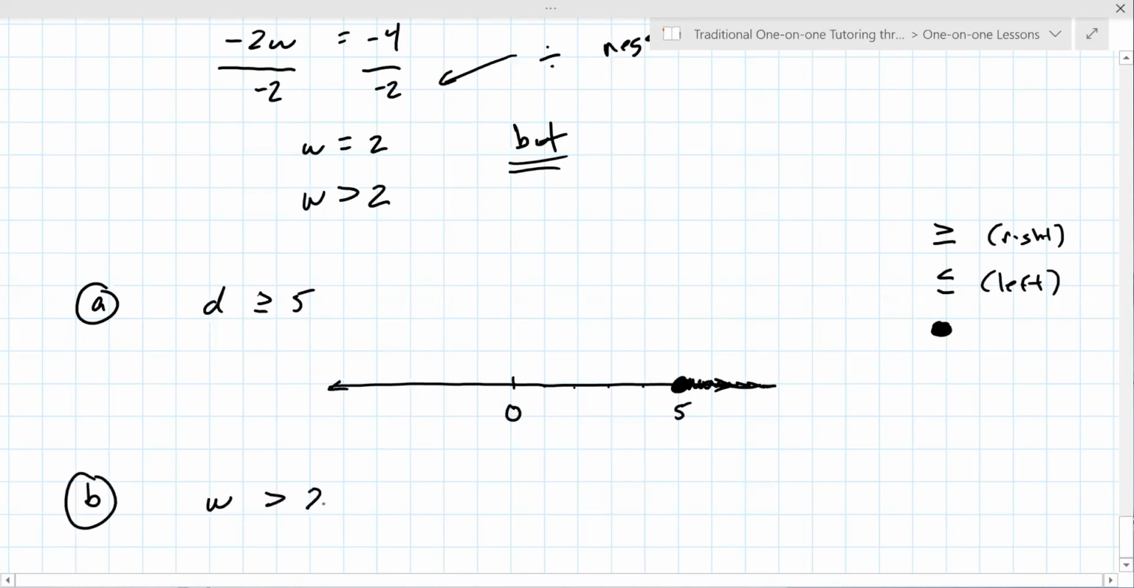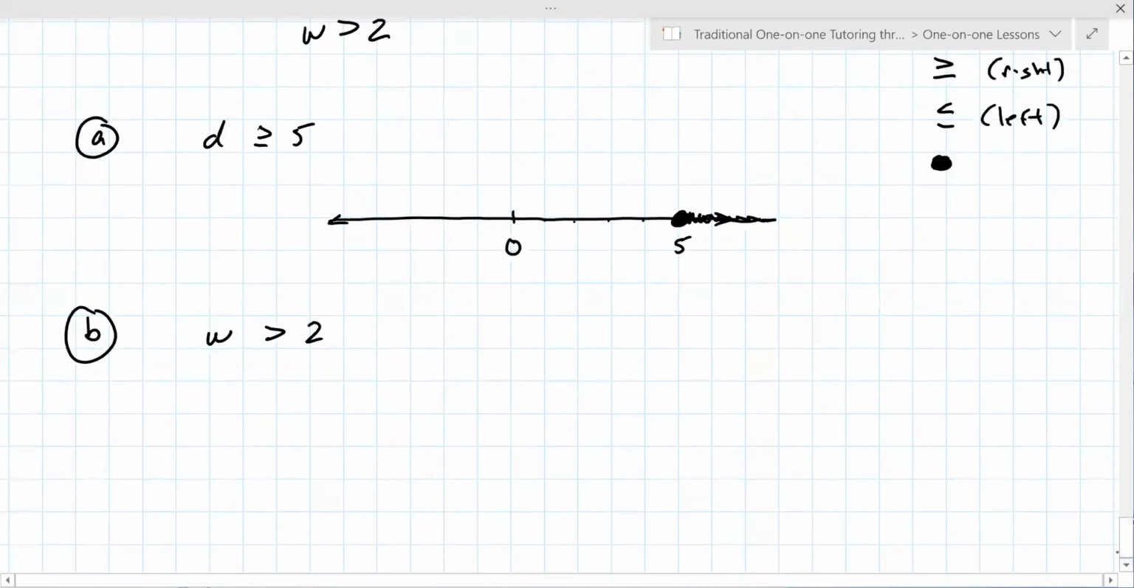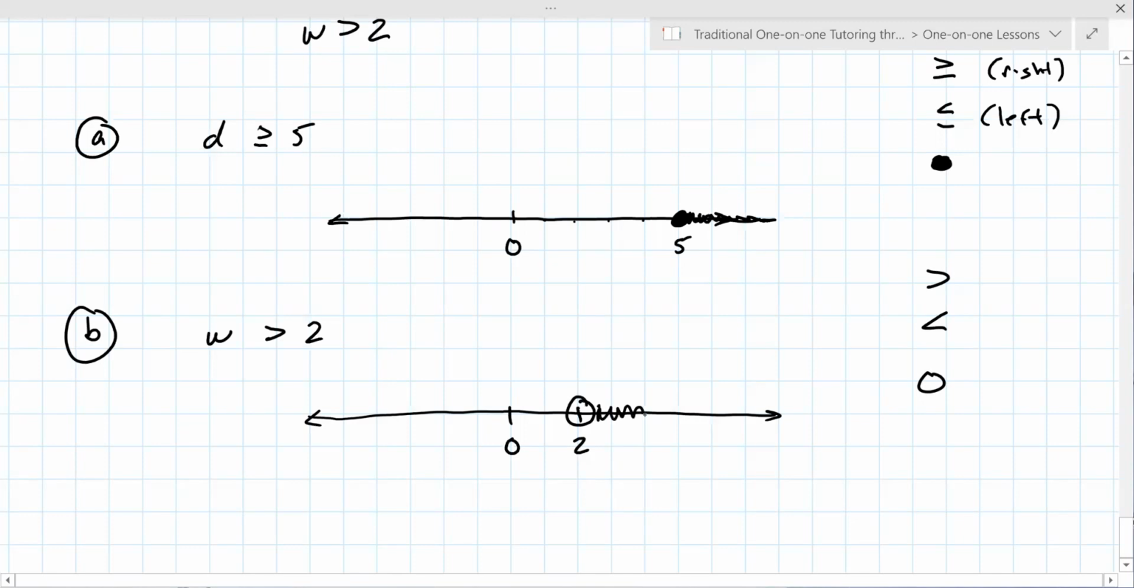Okay. B is w greater than 2. So we're going to draw another line again. Here's 0, here's 2. If it's less than or greater than, it's an open circle. Actually, let me reorder these. It would go right. Yes, but you have to make it very clear that it's an open circle. You have to overemphasize it, because it didn't have the line under it. That's exactly right.